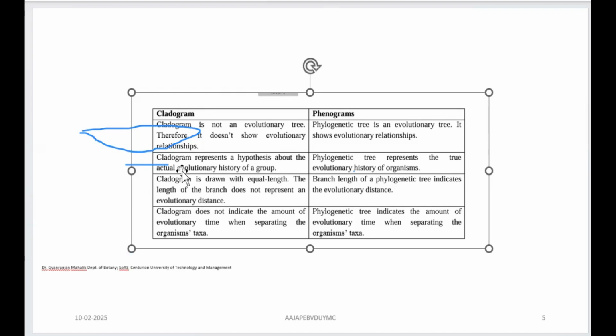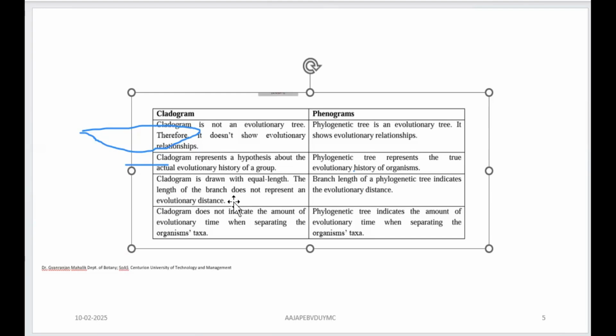A cladogram represents a hypothesis about actual evolutionary history, hypothesized, right? But a phylogenetic tree represents true evolutionary history based on the branching and the common things and how they diverge. You can put the theory or hypothesis about evolution based on a cladogram, but a phylogenetic tree tells you how the evolution might have happened. All right, a cladogram is drawn with equal length. The length of the branch does not represent evolutionary distance.